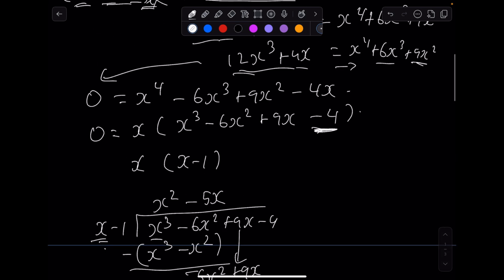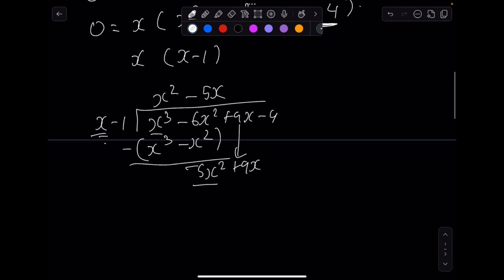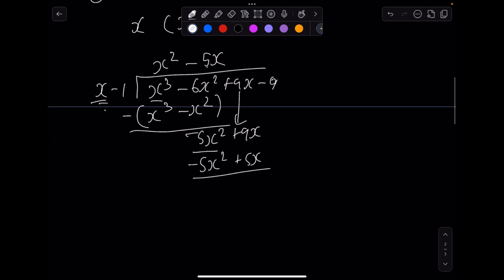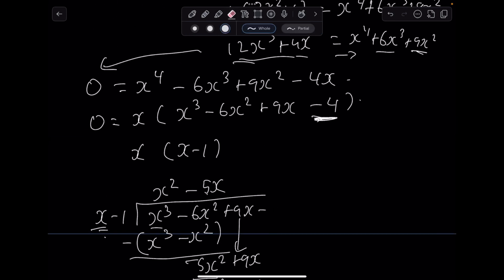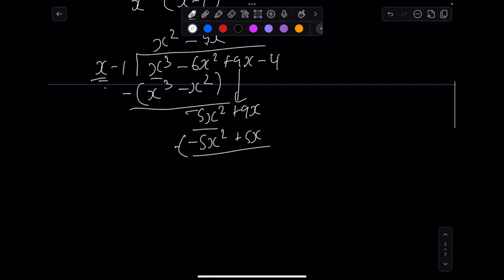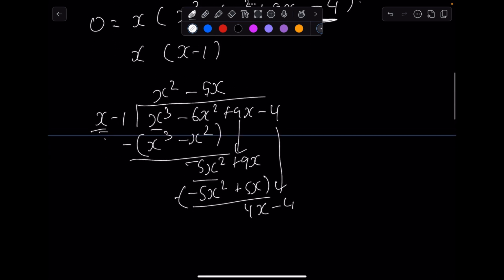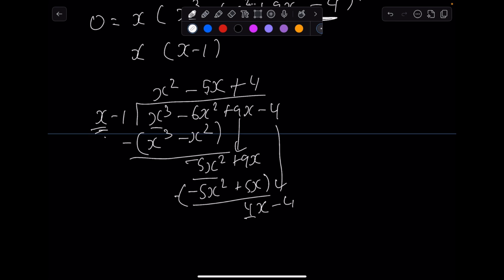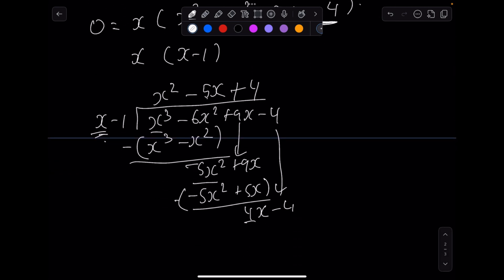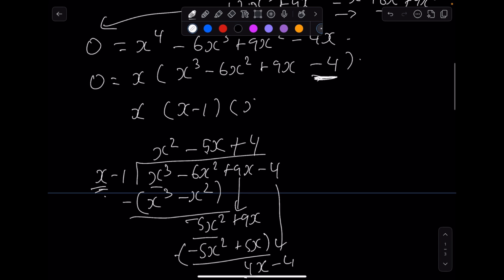So minus 5x times x is minus 5x squared, and then minus 5x times minus 1 is plus 5x. Take them away, you get 4x, bring down the minus 4. We need to get from x to 4x, so we times by 4, so it's plus 4. That's our quadratic factor: x squared minus 5x plus 4.